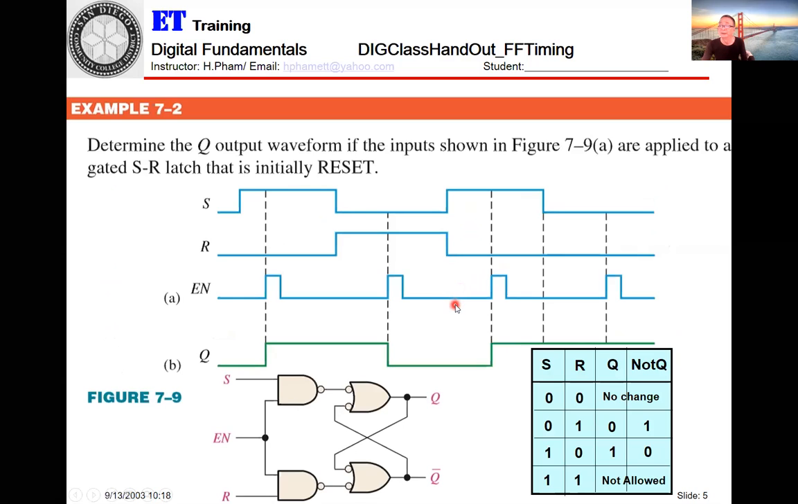Okay, now this one, try to understand this thing here. They say they want output Q. You get S and R and enable. Also, they say the output SR is initially reset. That means no matter what at the beginning, before the enable goes to 1, Q will be 0. So that will be 0.